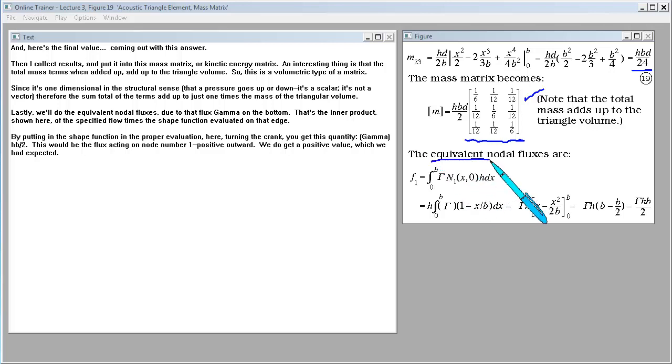Lastly, we'll do the equivalent nodal fluxes due to that flux capital gamma on the bottom. And that's the inner product shown here of the specified flow times the shape function evaluated on that edge. By putting in the shape function and the proper evaluation here, turning the crank, you get this quantity, gamma HB over 2. This would be the flux acting on node number 1, positive outward, and we do get a positive quantity, which we had expected.